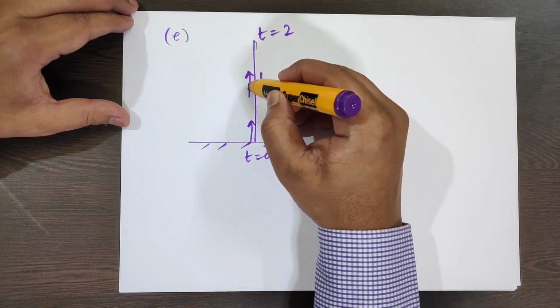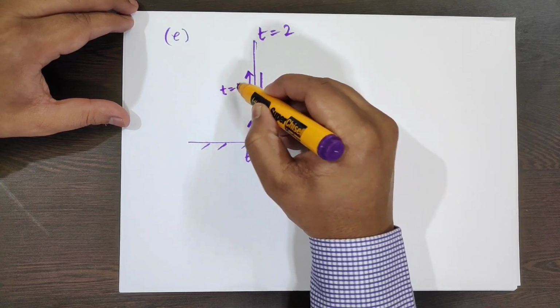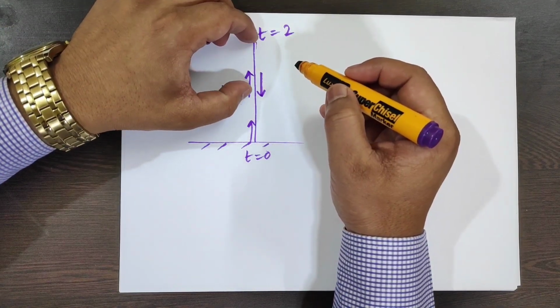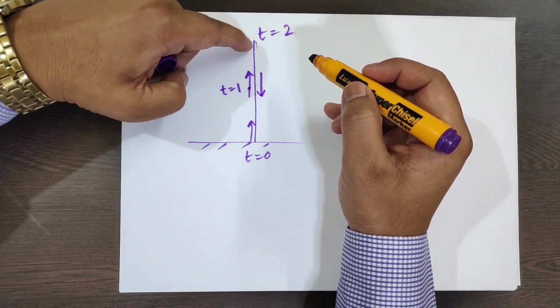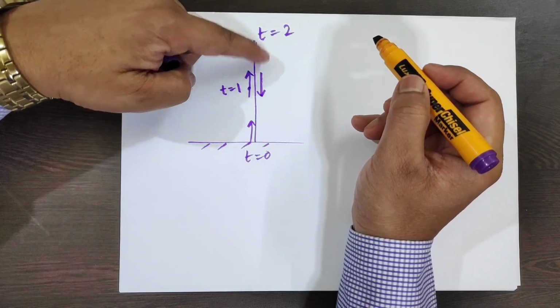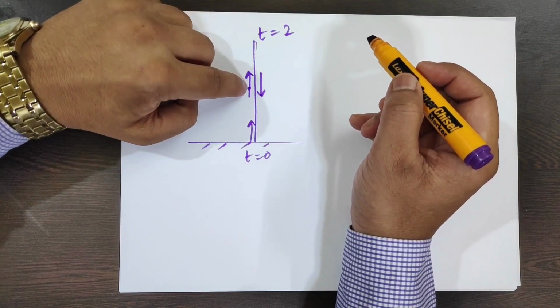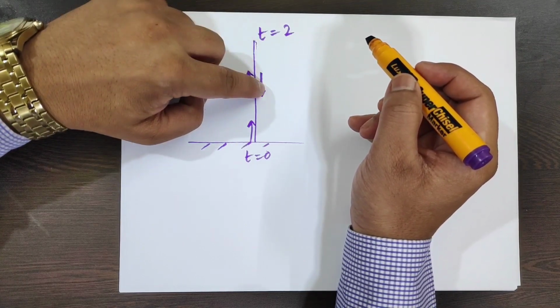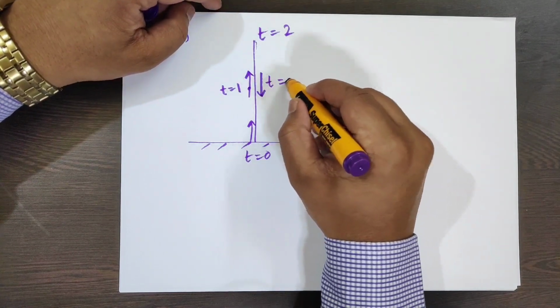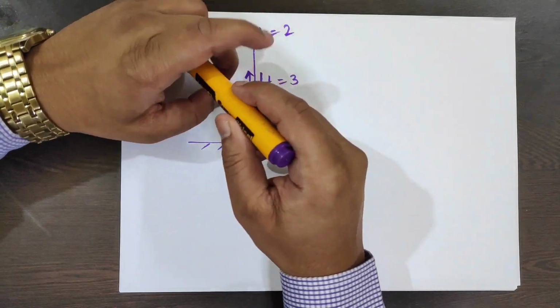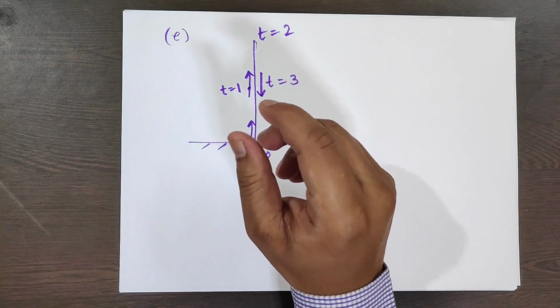See the gap from t equal to 1 to 2 is a gap of 1 second. So it's going up for 1 second, and 2 to 3 is 1 second. So 1 second to go up and 1 second to come down, obviously t equal to 3. So you can verify also from the equation.